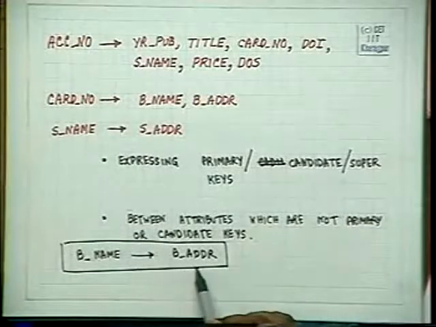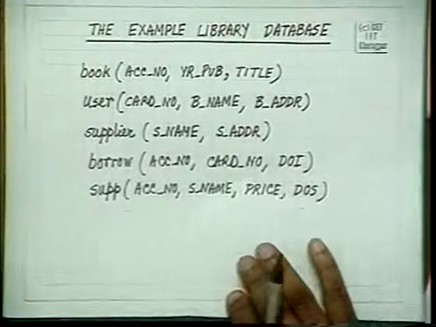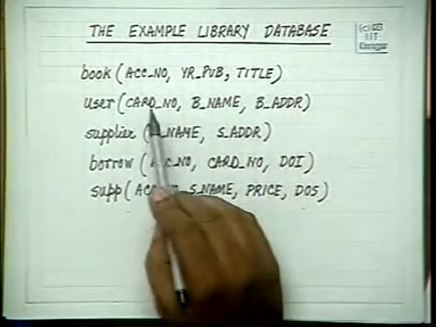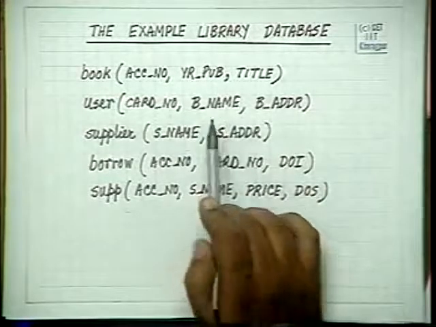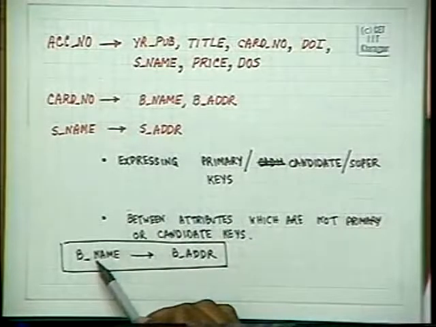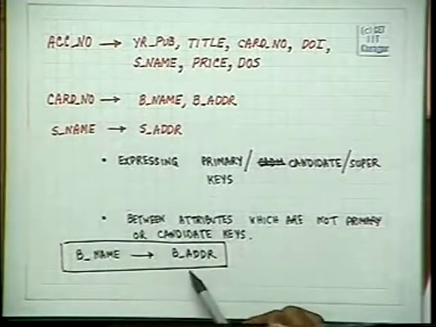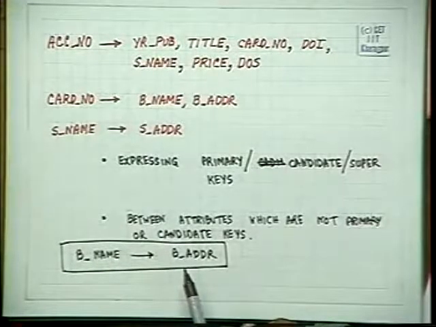Now, bname to baddress does not make bname a super key, because here we have got card number, bname and baddress. Card number implies bname and card number implies baddress. If we add bname to baddress, that does not make bname a super key here, but it just puts in the additional constraint that we cannot have two tuples with the same name and different address. That is, all those persons must have a unique address. Each and every person must have a unique address. Two persons cannot have the same address. So, it is not merely to express candidate keys, but to express other relationships between the attributes.